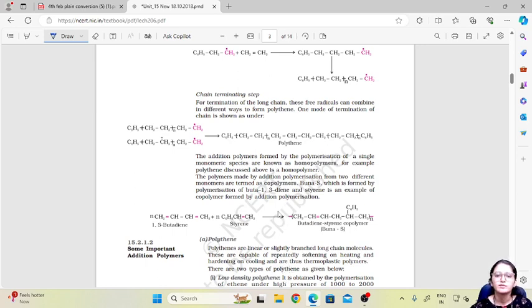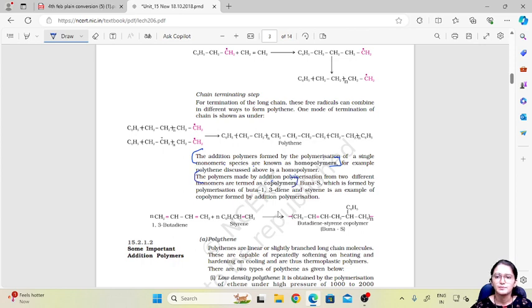One more important thing over here is homopolymers and copolymers. What are homopolymers? Addition polymers formed by polymerization of a single monomeric species are known as homopolymers. Meaning we have only a single monomeric species as the raw material, and an example is polythene. Copolymers differ in that they are from two different monomers. Polymers made by addition polymerization of two different monomers are termed copolymers.